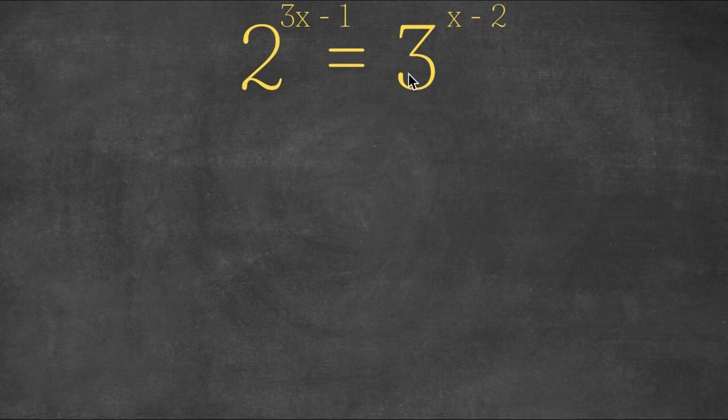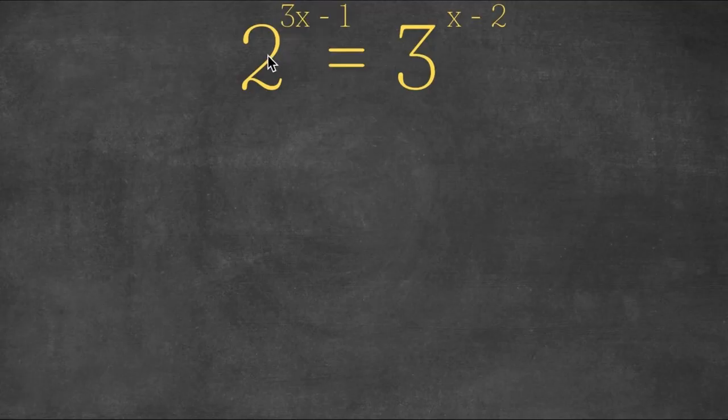In today's video, I'm going to be teaching you guys how to solve this equation. So our equation here is 2 to the power of 3x minus 1 equals 3 to the power of x minus 2. And our goal here is to find the value of x.